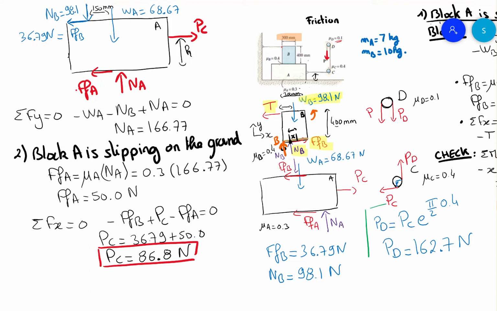So this was the pulley, and now P, the final force P, is equal to PD. So this angle is pi, and mu is 0.1. So the force P is equal to 162.7 times the exponential of pi times 0.1. This is 223 Newton. Here we go.